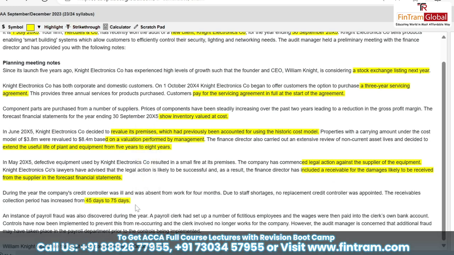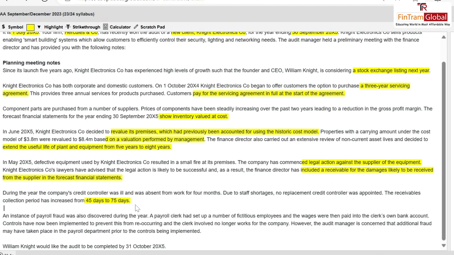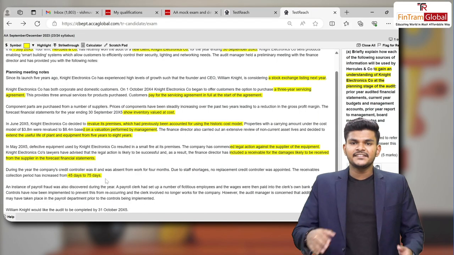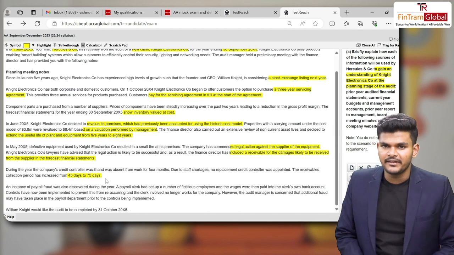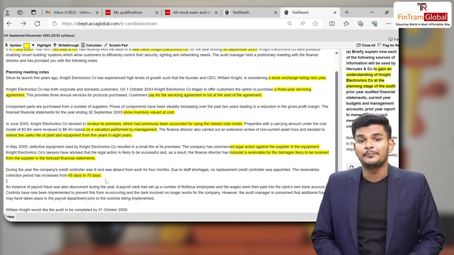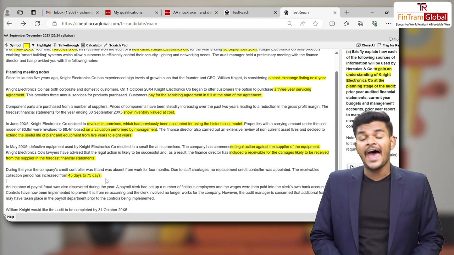Okay. So, our concern is not regarding the absence of the credit controller, but much rather this particular ratio over here. Okay, folks, receivable collection period has increased from 45 days to 75 days. What is the audit implication there? If there's an increase in the receivable collection period, that could indicate presence of bad debts.